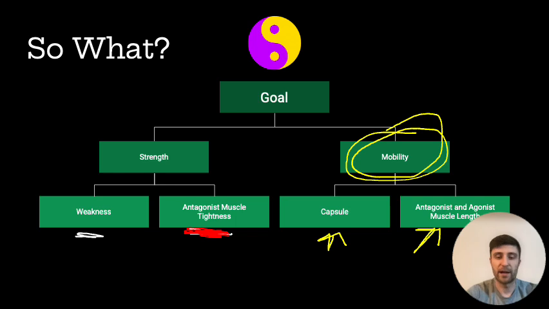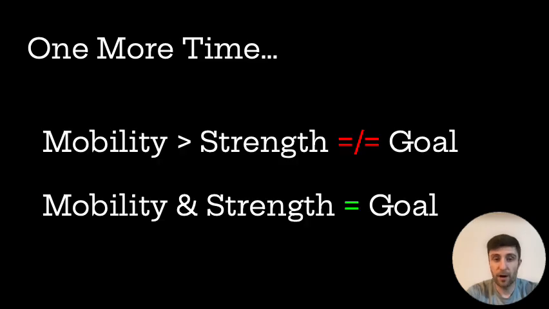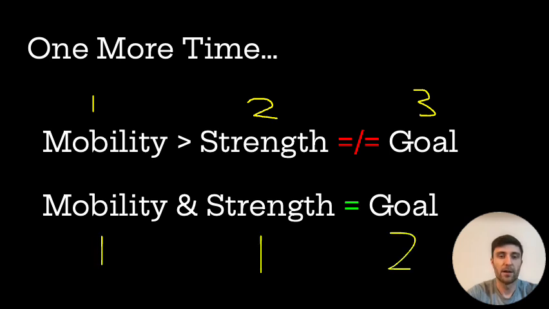Well, let's just skip to that slide. So here's the problem. Well, does it go that I should do mobility first, and then I should do strength second, and then I get to my goal third? Or is it that I should work on mobility and strength at the same time, and then I get my goal? That's the question.